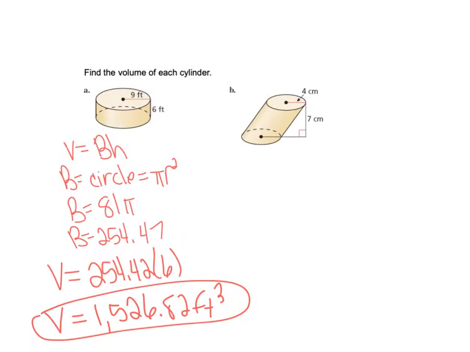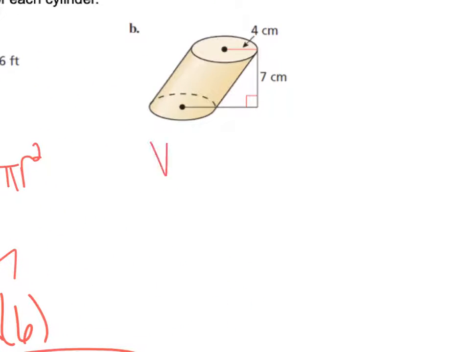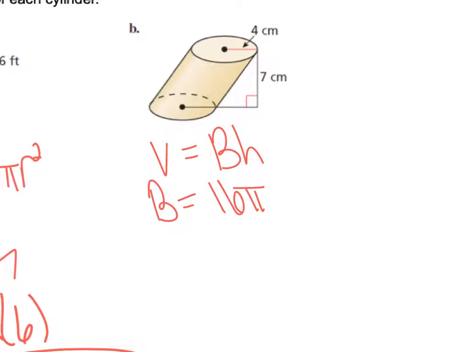Okay, again, I'm not going to spend a ton of time. This one is very, very similar. Our volume is going to be the area of the base times the height. Our base is a circle, pi r squared. So our radius is 4. So we're going to have 16 pi. 16 pi is 50.27.